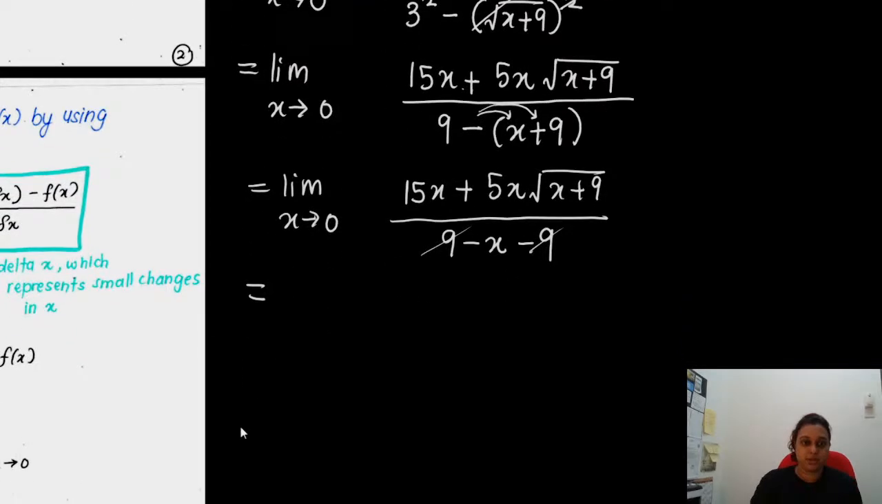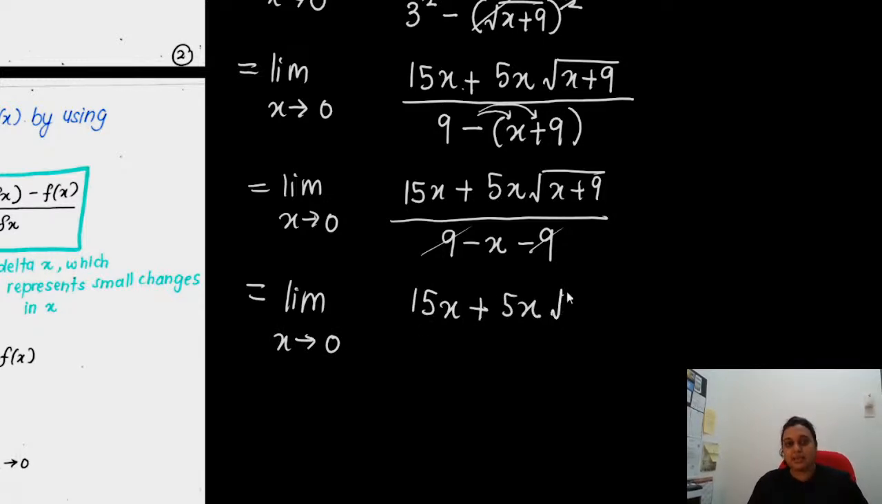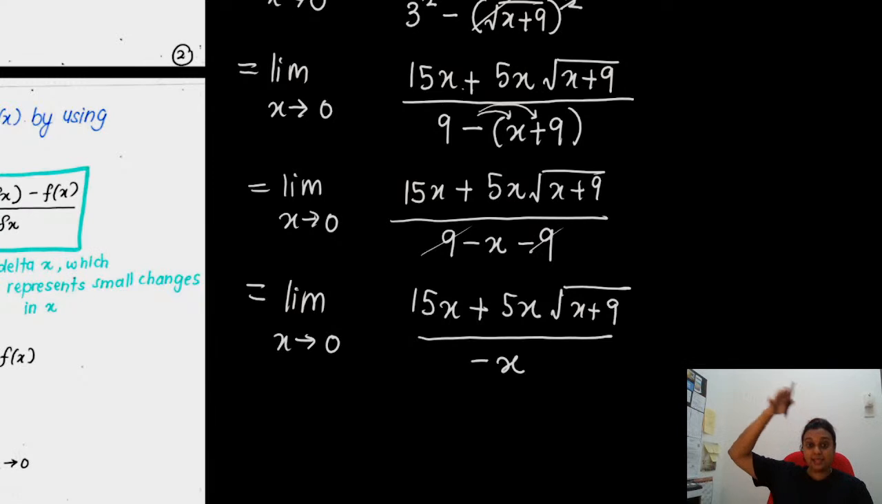Okay, so keep going. Limit x approaching 0, 15x plus 5x square root x plus 9. Okay, what do we have at the bottom? Negative x. Can negative x simplify with anything at the top? Do you feel there's anything we can cut? Yes or no? Do you think that we can cut with the top x value, any of the x value?